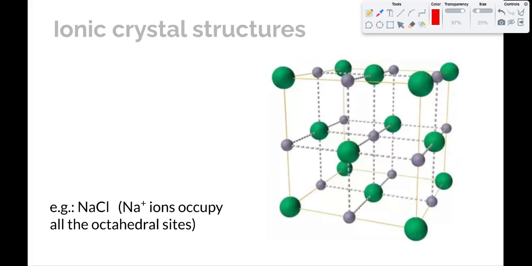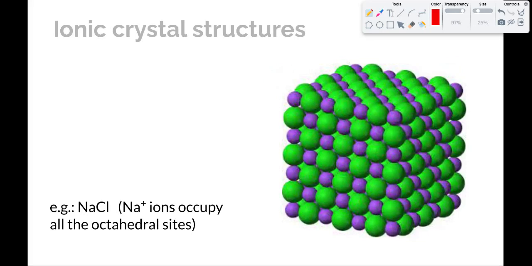Here's another one, very common, sodium chloride. The sodium ions are smaller, and the chloride ions are much bigger, and the sodium ions then are in the interstitial sites, and they occupy all of the octahedral sites. There are 4 octahedral sites per unit cell, and there are 4 lattice sites in the unit cell as well. So there's the same number of chlorines in a unit cell as there are sodiums, so the formula is NaCl.